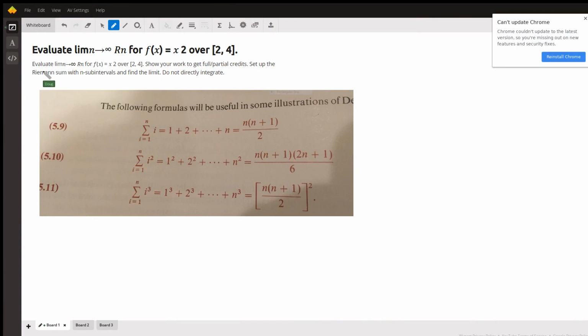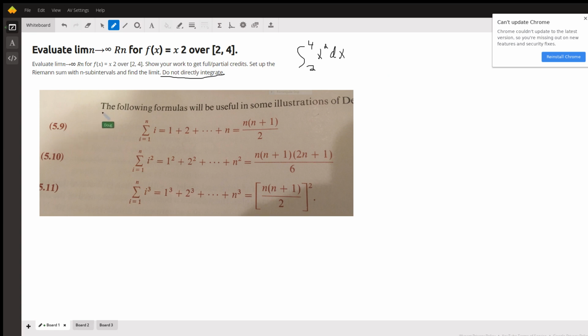Okay, what this problem is saying is to evaluate the right Riemann sum as n approaches infinity for the function f of x equals x squared over the interval from 2 to 4. We're not supposed to directly integrate, which, if we directly integrated, it would just look like this. And that's pretty easy to evaluate.